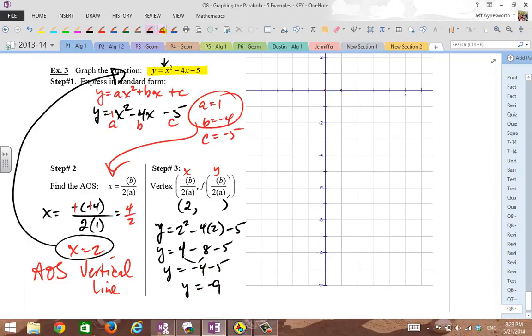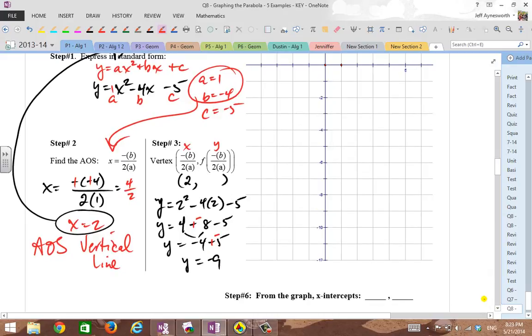Now, if I went too fast, just think about it. 4 minus 8 is 4 plus -8, or -4. And -4 plus -5 is -9, because a negative plus another negative is a bigger negative. Okay, a negative plus a bigger negative is a bigger negative. So I already know my vertex. Okay, the vertex, let's just write it out here, is 2 comma -9. My axis of symmetry is x equals 2.